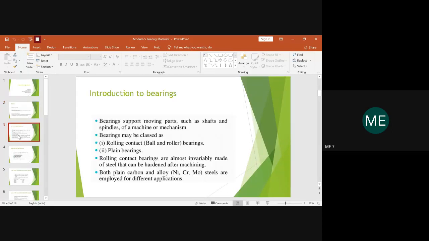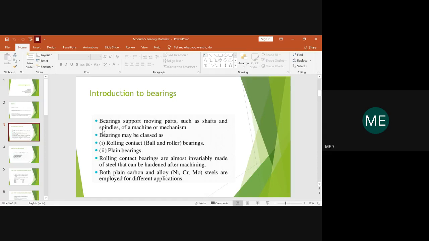So let us start with the introduction to bearings. Bearings are usually used to support moving elements or moving parts. These parts could be anything, for example a shaft, a spindle movement, or any type of mechanism in which you have relative motion. You can take the help of bearings.